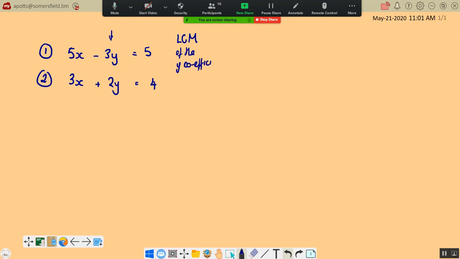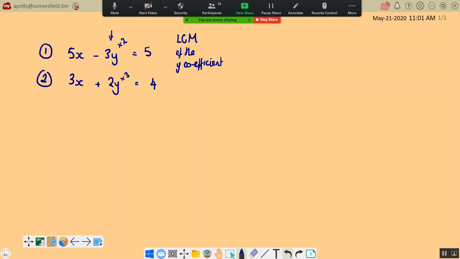Yeah. What's an LCM? Lowest common multiple. So what's the lowest common multiple of 3 and 2? 6. So I'm going to have 6 y's, and I've just got to figure out how to get there. So what do I do to get 6 y's? Multiply by 2. And this one I have to multiply by 3.